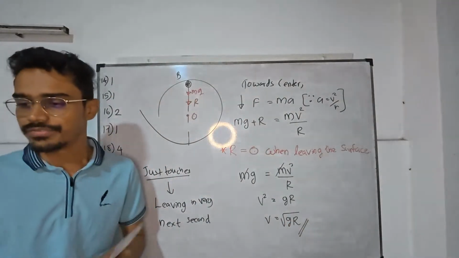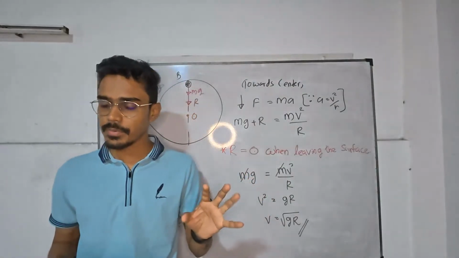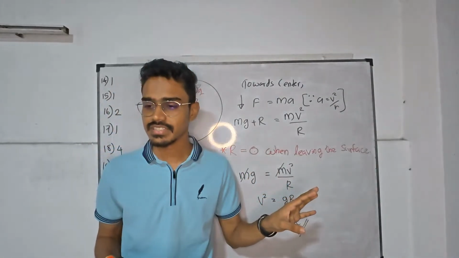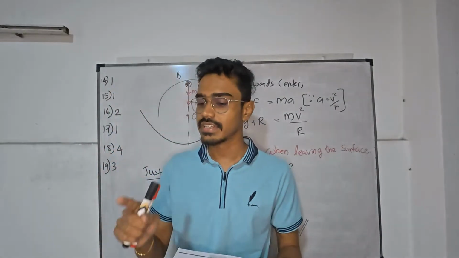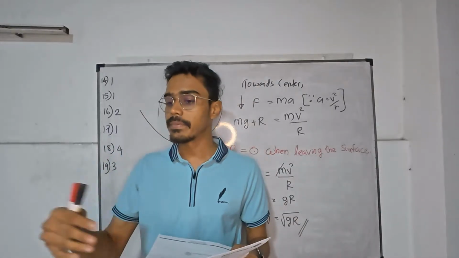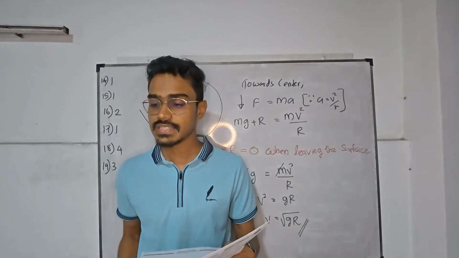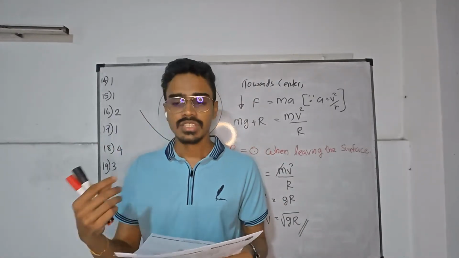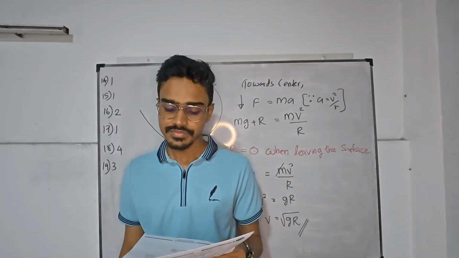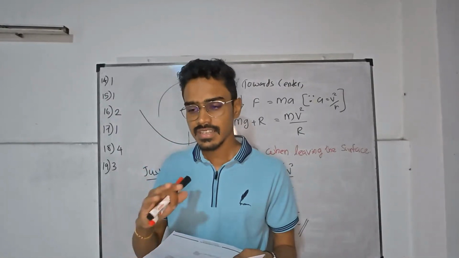Right? Now, if you get this question properly, this is a very easy question. But if you didn't get the question, and if you try to apply conservation of energy because it's a vertical circle and all that, you won't get the answer anyway. If you get the question at once, that is very easy.